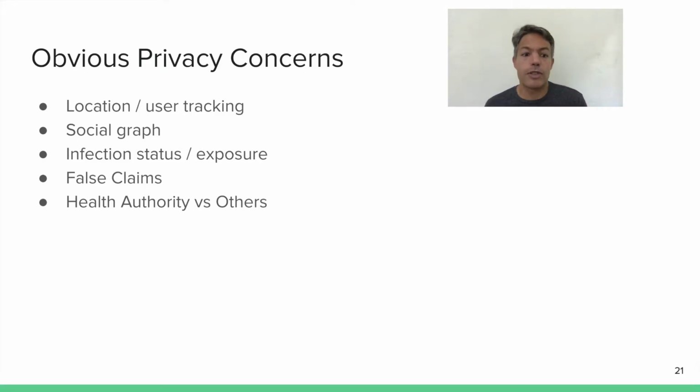Also, we could expose the infection status of somebody. Are you able to tell who was it that was exposed to the virus, or who brought your exposure out? Somebody could make false claims, claiming to either falsely have the diagnosis or falsely be in contact with somebody. And an important differentiation is a health authority versus other people. So that central server, if it's operated by, say, a health authority, what do they have access to versus some other third party? That's an important dimension for privacy.